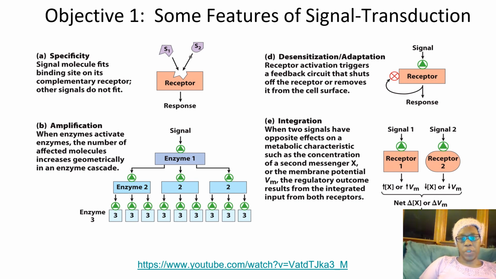The last feature you should be familiar with is integration, and that means the cell could have 2 receptors that are giving opposite responses. So basically the cell will come to an equilibrium. Well, it can have the right response and the right concentration in response to 2 different signaling molecules. Make sure you're familiar with these 4 features of signal transduction.